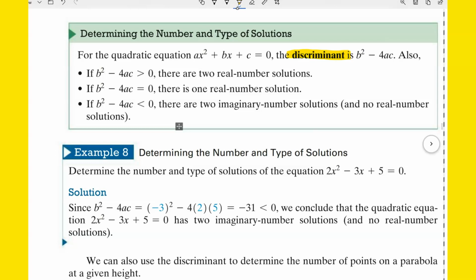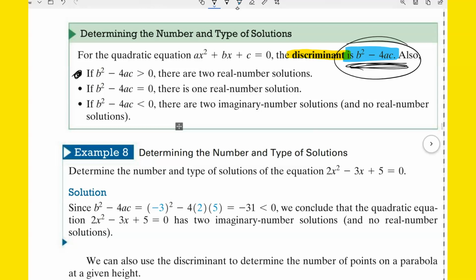So if you figure out what the discriminant is, you can tell what kind of solutions there are to the quadratic equation you're dealing with. The discriminant is b squared minus 4ac. It's the part that was under the radical, just the b squared minus 4ac part, the part under the radical in the quadratic formula. That is the discriminant for a quadratic equation. You just do the b squared minus 4ac. That's it.